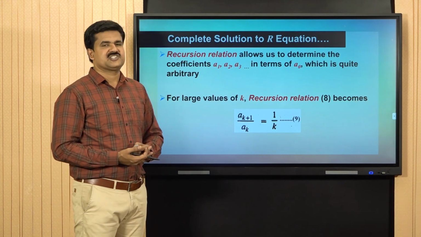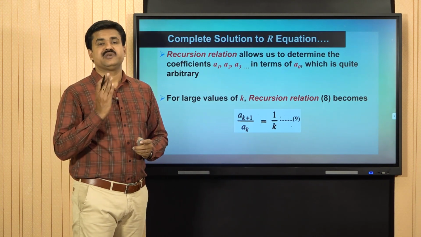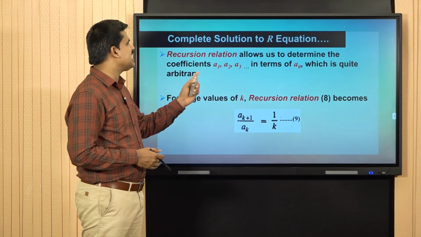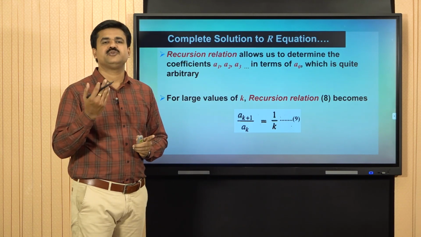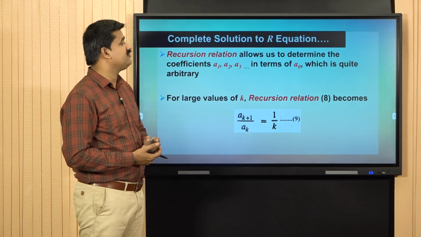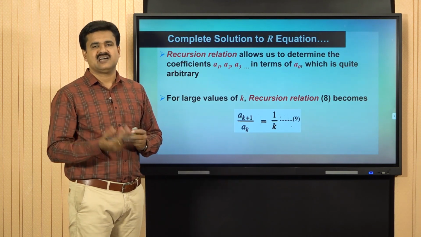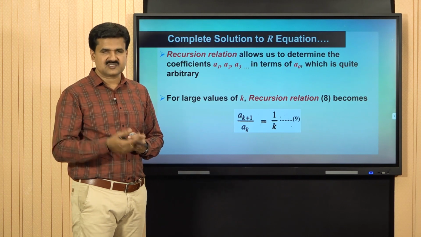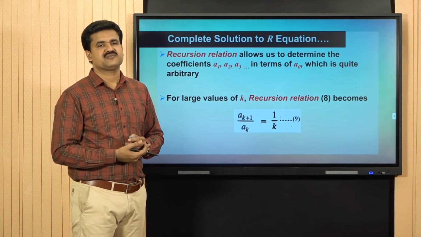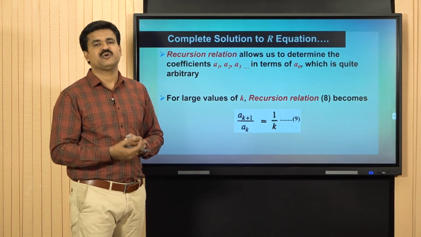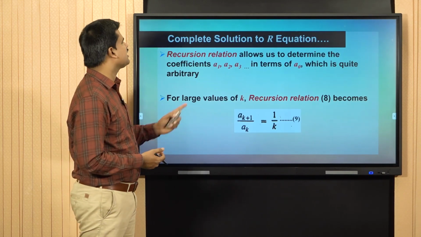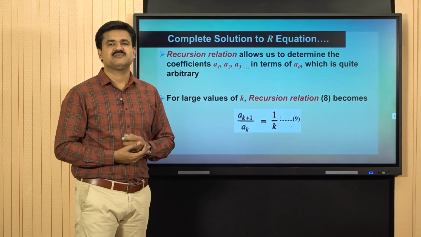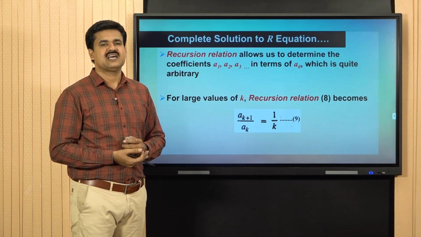The recursion relation allows us to determine the coefficients a1, a2, a3, etc. up to ak in terms of a0, which is quite arbitrary. a0, you are familiar with, is called Bohr's radius, the radius of the first orbit of the hydrogen atom, that is theoretically 0.529 angstrom. So you are getting a1, a2, a3, etc. in terms of a0. a0 is quite arbitrary.